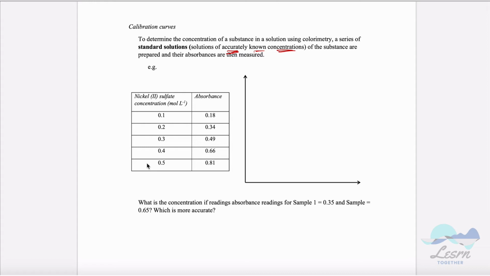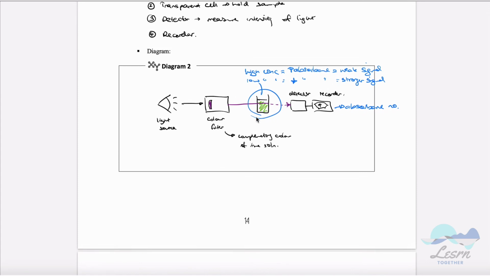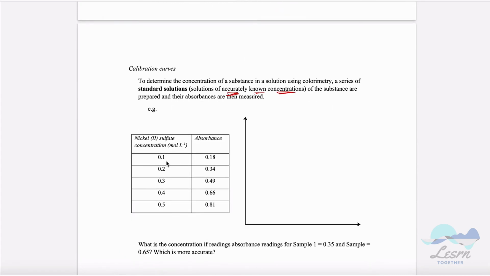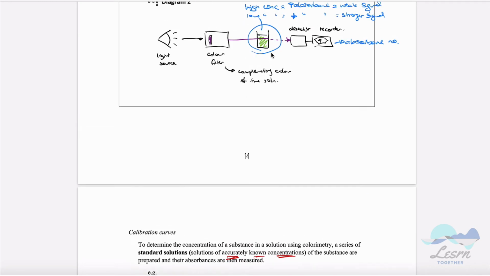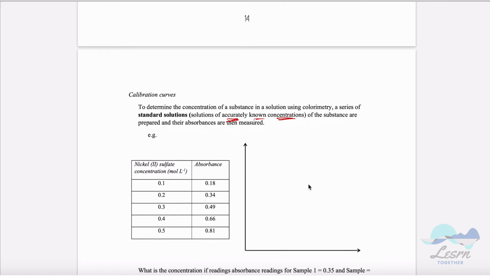So what we mean by that is, with our standard solution, let's just say the example is nickel sulfate, you'll create solutions of known concentrations at different intervals. So here it's intervals of 0.1 mole per liter. And then you'll put them into the machine and see what absorbance number you get. Okay, so this is sort of the output here. So we put a 0.1 mole per liter solution in here, and we got an absorbance reading of 0.18. We put a 0.2, we got an absorbance reading of 0.34, etc., right? So we put these into the machine. We know the concentration. That helps us plot a calibration curve.